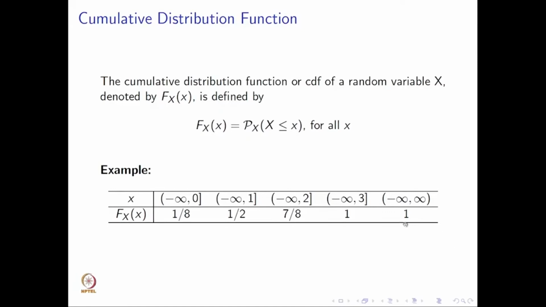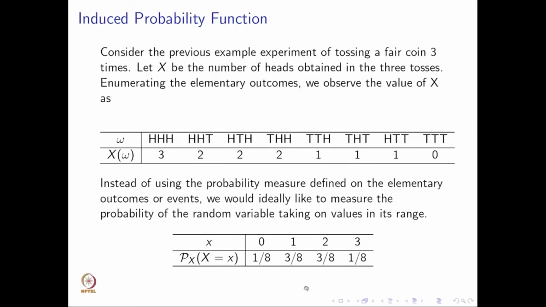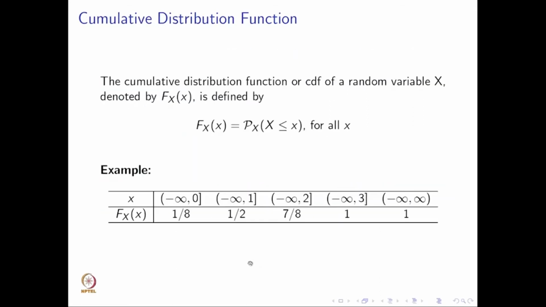For example, fX(1) equals 1 by 2 because the probability that the random variable X has a value of 1, let's just go back to the previous example, the probability that the random variable X has a value of 1 is 3 by 8. The probability that X equals 0 is 1 by 8, and therefore the probability that X takes on a value less than or equal to 1 is 1 by 8 plus 3 by 8, equal to 4 by 8, or 1 by 2.